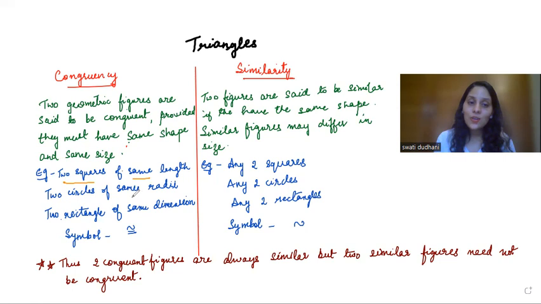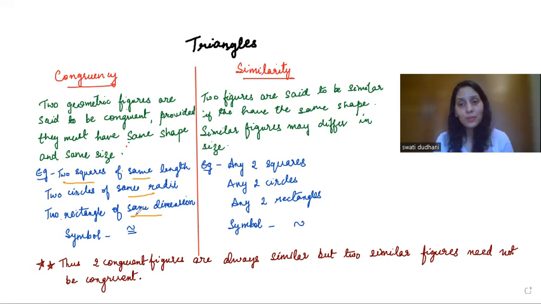Two circles of same radii. Circles look same, the shape is always same, but for the size to be the same, the radii should be the same. Two rectangles of same dimension, that means same length and same breadth.